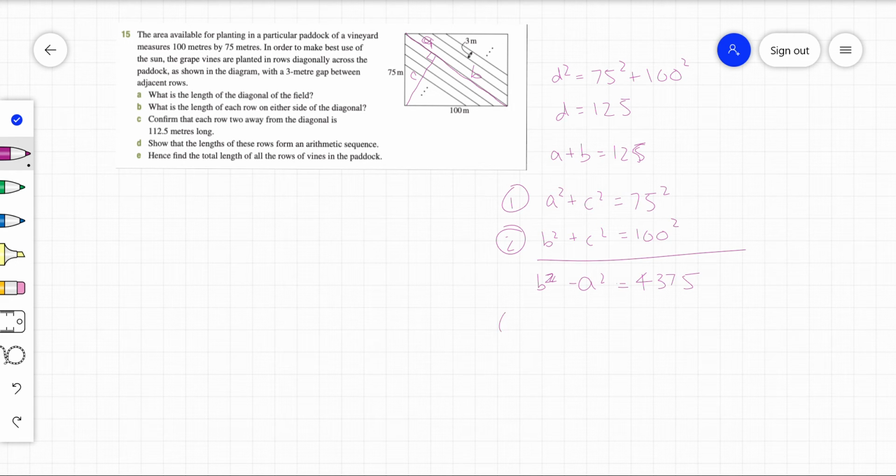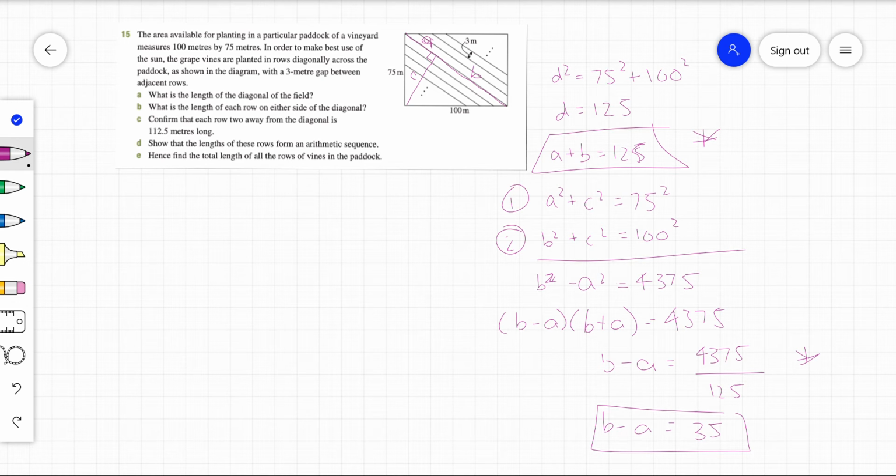And here we know that this is just the difference of 2 squares. And remember, we have the addition of A and B already. So if I make B minus A my subject, I am going to divide by A plus B, or B plus A, which I know is 125 from up here. So I do know also then that my B minus A is 35. Now, if we put these two together, we now don't have C. So we've got 2 equations and 2 unknowns.